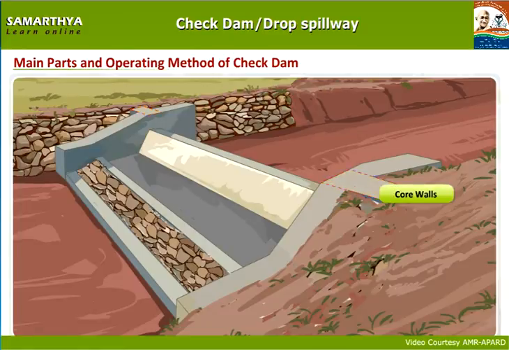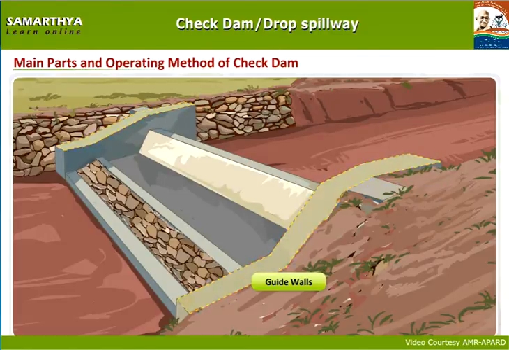Core walls. A structure constructed on both sides of body wall with 0.60 meters width and from bottom of the stream to full height of the stream, that is from top level of body wall FTL to height of 0.90 meters. Guide walls. A structure constructed at the bottom of body wall to prevent erosion in the streams due to velocity of runoff water.